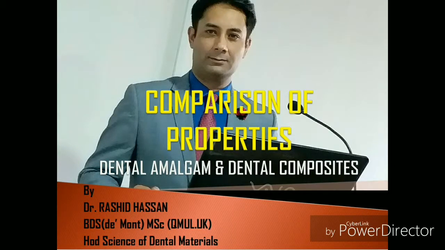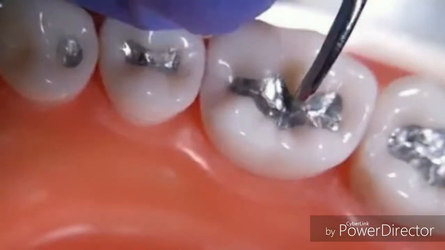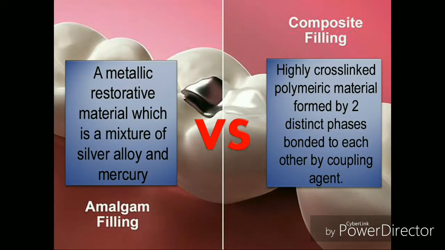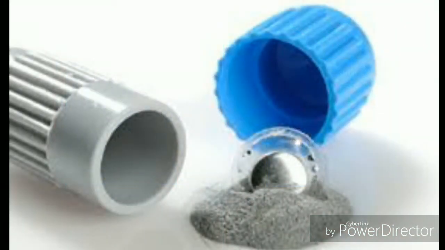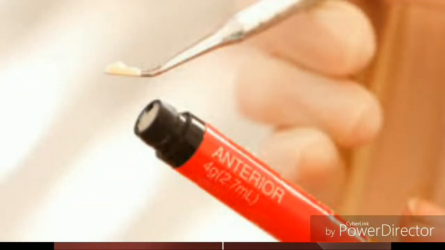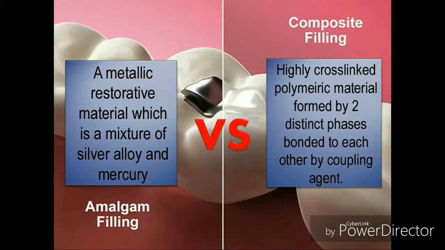This lecture compares a few of the general properties of two of the most commonly used restorative materials in dentistry, dental amalgam and dental composite. Dental amalgam, as we know, is a metallic restorative material which is most suited for the posterior fillings. It is a mixture of silver alloy powder and liquid mercury. Composite, on the other hand, is a mixture of two or more phases. One is the continuous phase of polymer matrix, and the second one is the dispersed phase of inorganic filler particles.